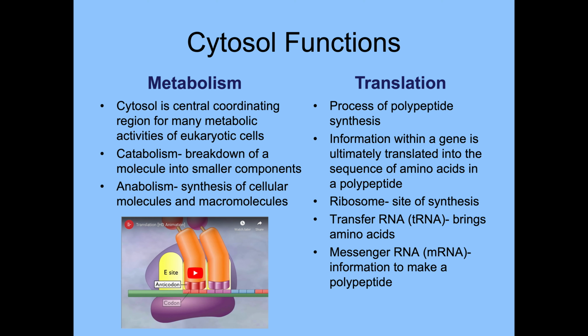A protein, when it's multiple amino acids, is known as a polypeptide. The information within the gene will be translated into that primary sequence that we learned about in the last unit, and primary sequence is just the sequence of amino acids. The ribosome is where actual synthesis occurs. Transfer RNA is a secondary form of RNA that's going to bring amino acids over for translation to occur. And messenger RNA, of course, is the actual information from the nucleus to create the polypeptide.